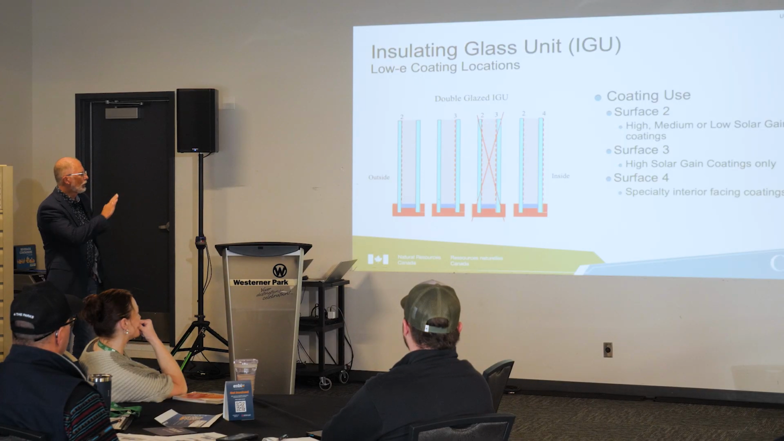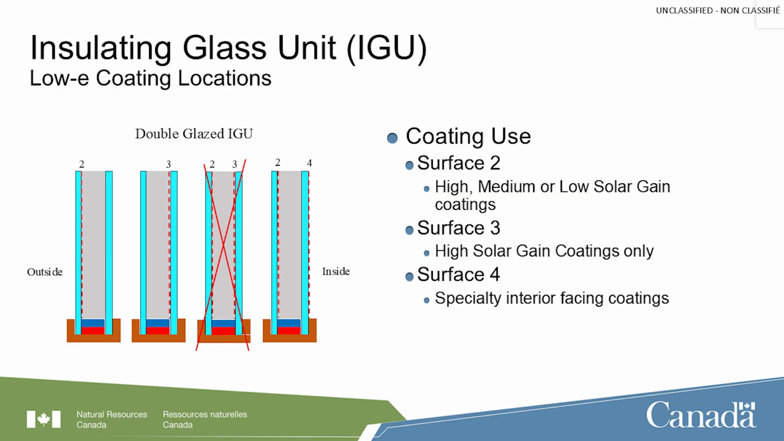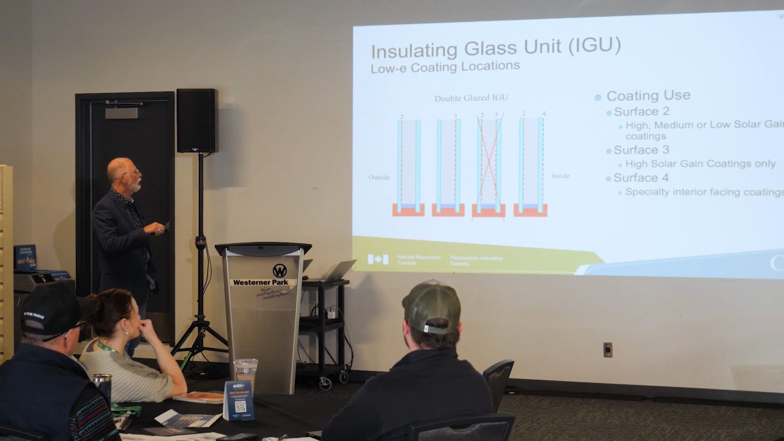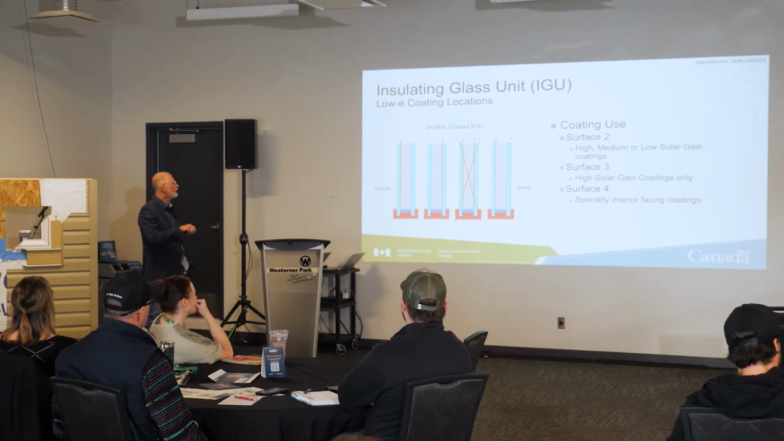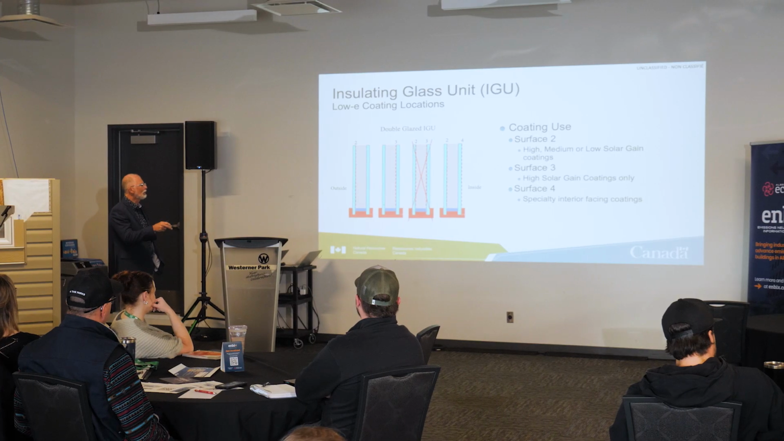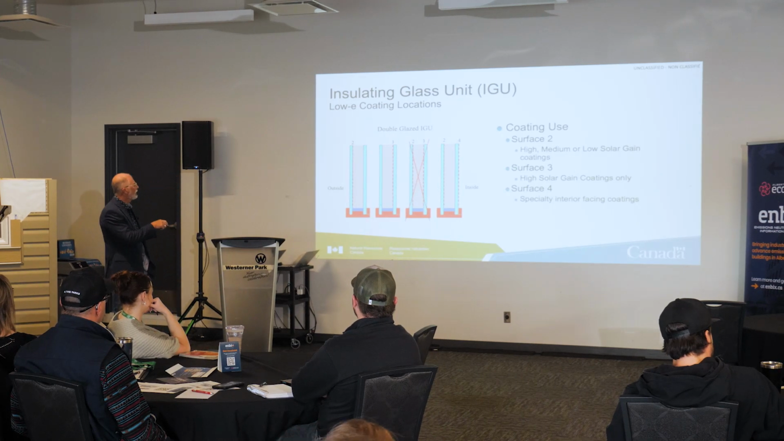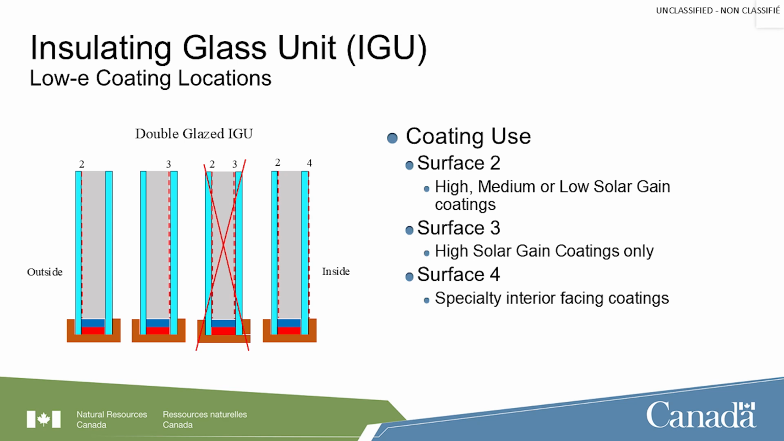But if we just look at several windows here. So these are double glazed IGU, insulated glass units. So remember, the coatings or the faces on the coating, or the coating on the faces is from the outside to the inside. So this would be face 1, 2, 3, 4. So on a double glaze, we only have 4 options to put coatings on. So we could put the coatings on 2, 3, 2, 3 together, 2, 4 together.